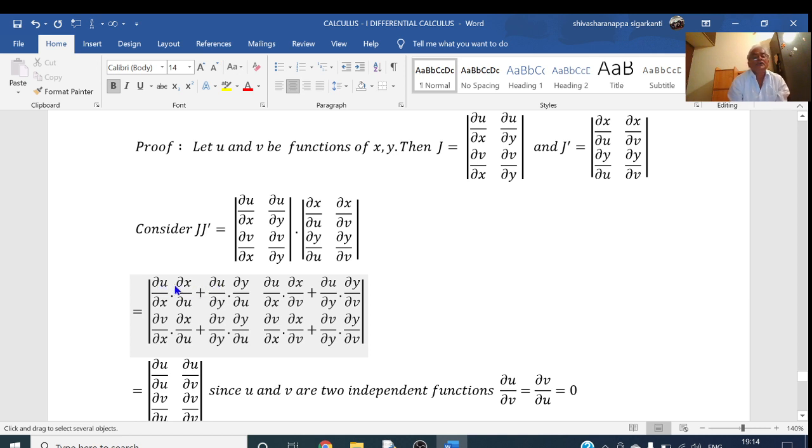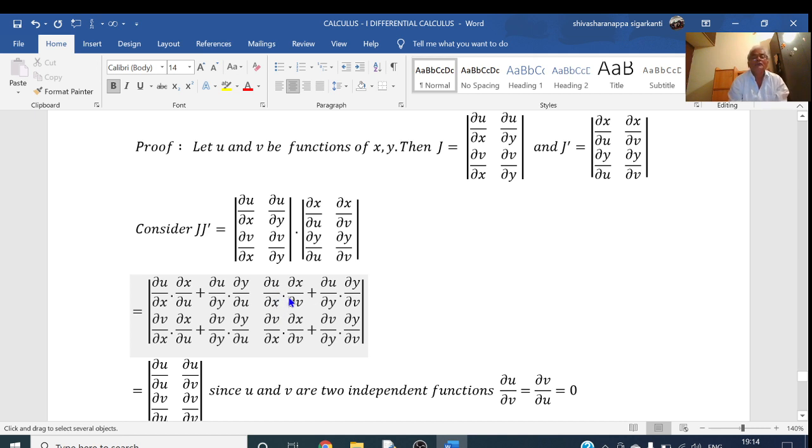Okay. Now here, what is this term? Here, these are the derivatives of u. As u is a function of x and y, ∂u/∂x into ∂x/∂u plus ∂u/∂y into ∂y/∂u. What we are doing? We are differentiating u partially with respect to u. That means this is nothing but ∂u/∂u. And what about this second term here?